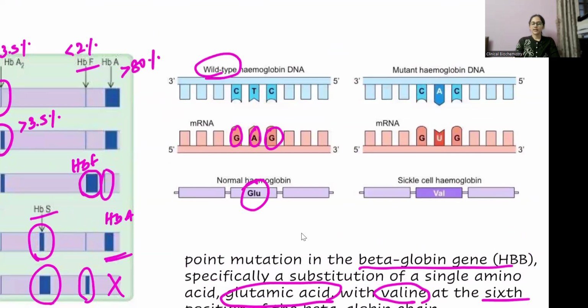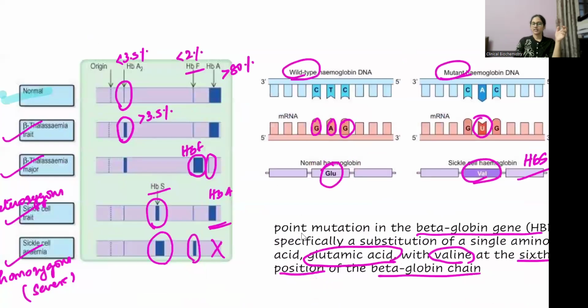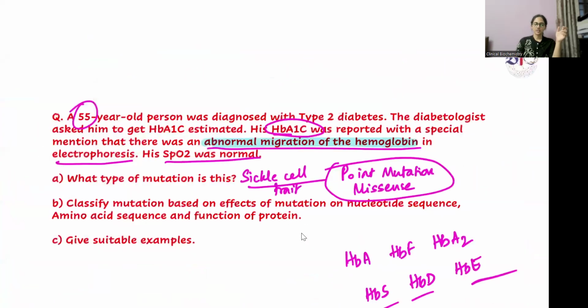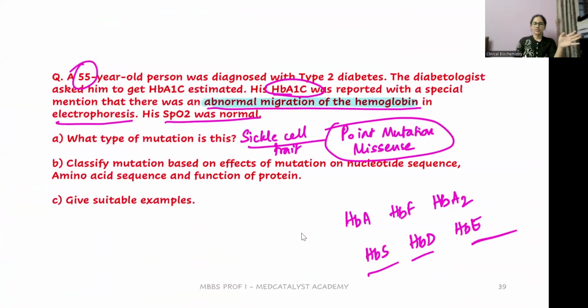But in the mutated one, there is a point mutation. Point mutation means what? A single nucleotide is what is changed. So here this A is getting converted to U, because of which there is valine. Yes, so that is what is called the sickle cell hemoglobin, or HbS. Yes. Understood? So this is the type of mutation that you find in sickle cell, right? And the other question they have asked is, classify mutation based on the effects of mutation on nucleotide sequence, on amino acid sequence, and based on function of the protein, and give suitable examples.